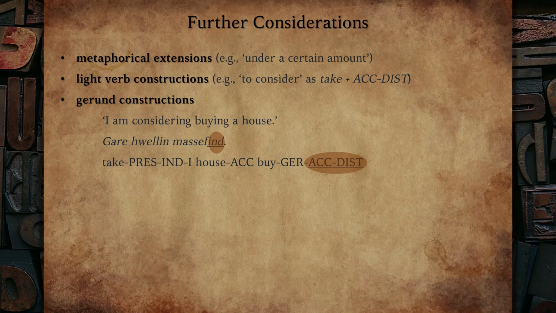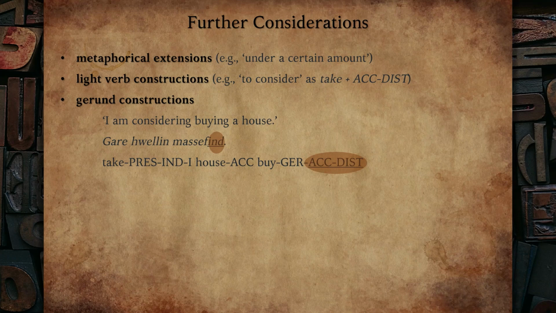As I said before, this in combination with the light verb "to take" would mean "to consider," right? I consider buying a house. So it's a very different make-up of the meaning of the sentence "I'm considering buying a house" in this hypothetical language.